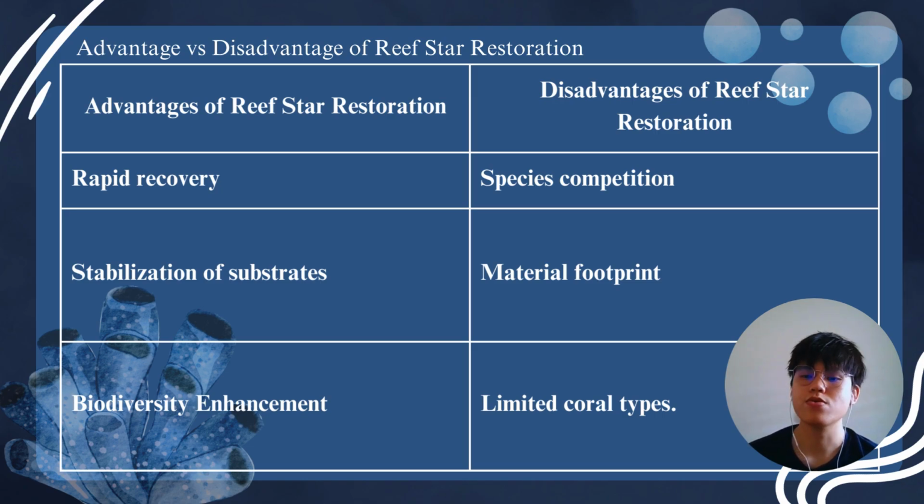The second one is material footprint. The use of steel structures and the reliance on plastic materials can raise concerns about environmental impact. The third one is limited coral diversity. Not all coral species can attach well to the metal structures. Some may grow vertically without a solid base, making them vulnerable to environmental stress like storms. These limitations can affect the overall efficiency of the restorations.